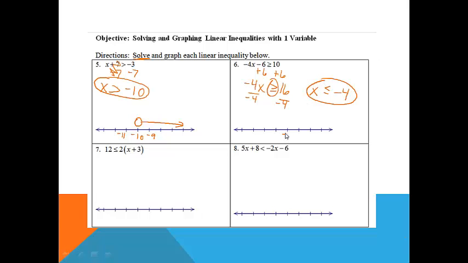Now I'm ready to graph it. I'll put negative 4 on my number line. I do need to put numbers on both sides. Less than or equal to means we're going to put a closed circle, and less than would be pointing to the left. And notice again, those two inequality symbols match.